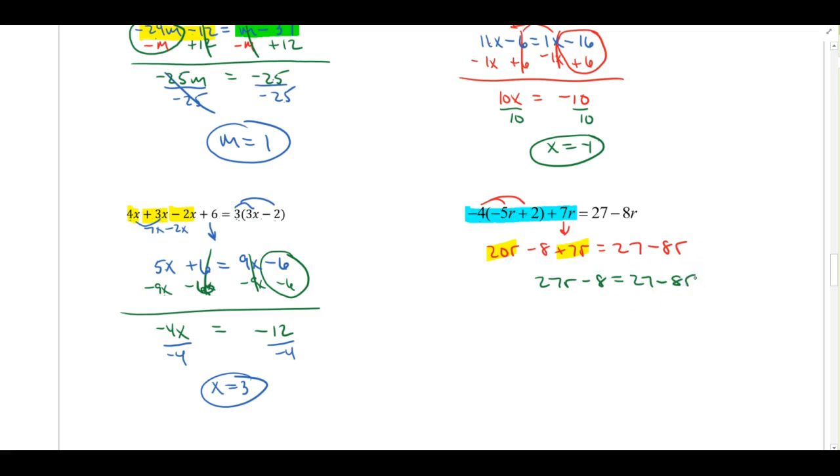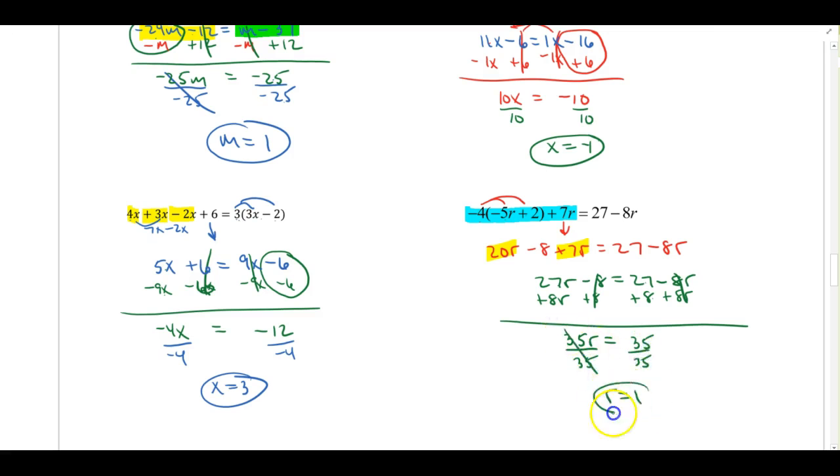Now all I have to do is move the variables to the left, constants to the right, undo multiplication or division. So I'm going to add 8r here, add 8r here. I'm going to add 8 here, add 8 here. And if I look, 27r plus 8r is 35r equals 27 plus 8 is 35. Now divide by 35 and r is equal to 1.